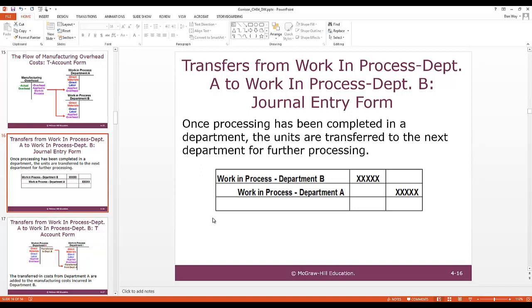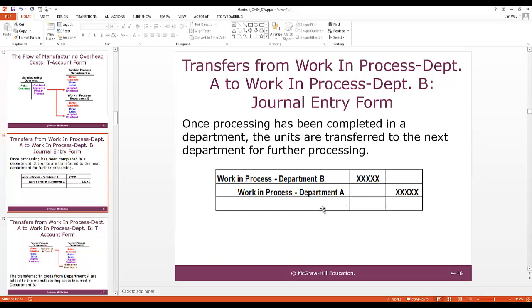So if we think of some scenario where we're making, say, furniture, and we have a sanding department and a painting department, as individual units of furniture are finished in sanding, they're done and ready to paint, we're going to transfer the furniture and all the costs associated with it from the sanding department to the painting department in my example. So we'll have this type of entry to do that, where we see a debit to work in process for Department B in this case, and a credit to work in process for Department A in this case for the same amount.